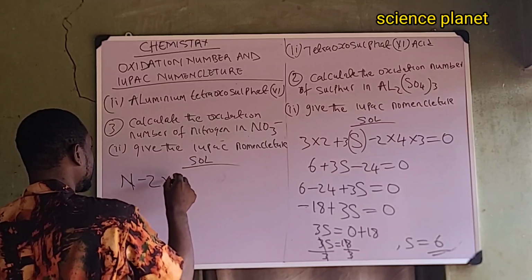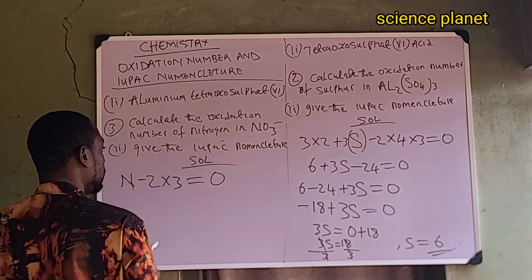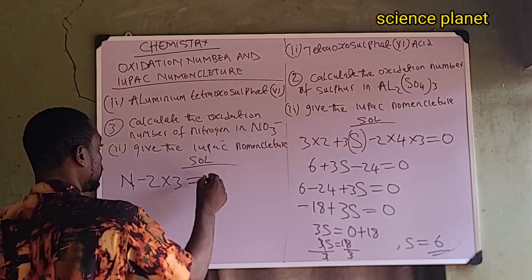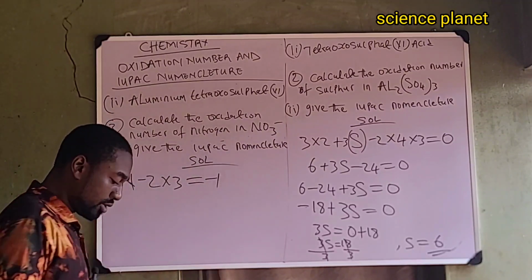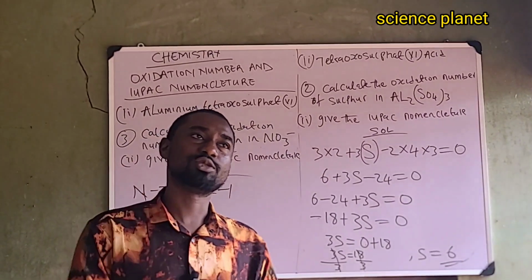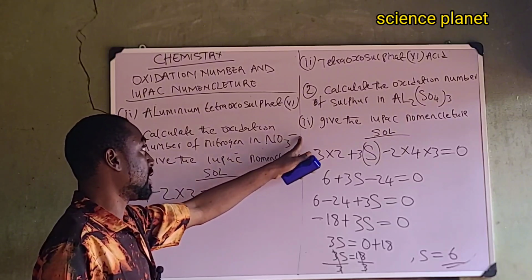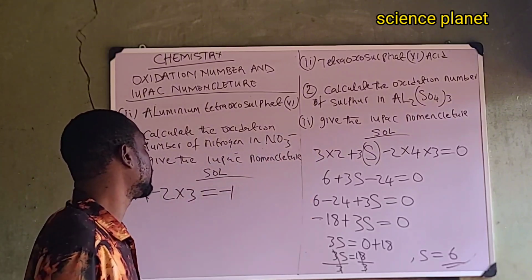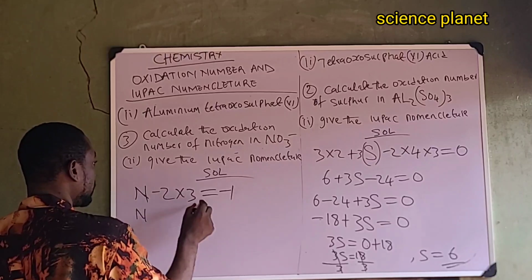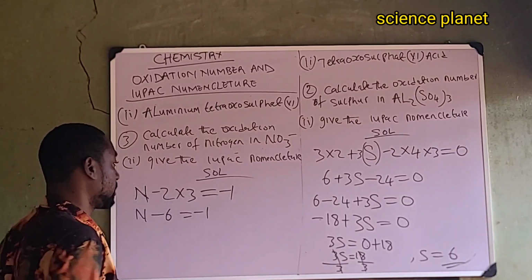The oxidation number of oxygen is minus 2, times 3. Equal it to the charge, and not 0, because it's not a neutral atom. So equal it to minus 1. The charge is minus 1. That is just it. If it's not a neutral atom, you equal it to the charge, and the charge is minus 1.